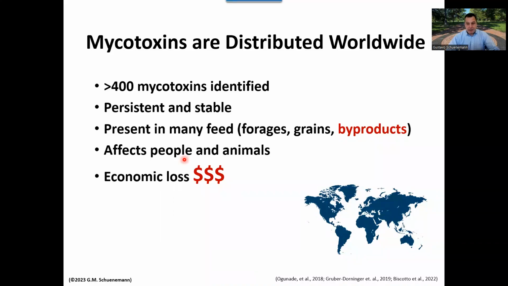They are persistent and stable, and they are present in many feeds. I highlighted this because most of us work with forages and grain, and we've been doing this for many years. As the industry, particularly the cattle industry, is evolving, it recycles some of these byproducts from the food industry. I highlighted in red because we've been testing more, and we find quite a bit of mycotoxin, including in these byproducts that come as a recycle from the food industry into the cattle production systems.